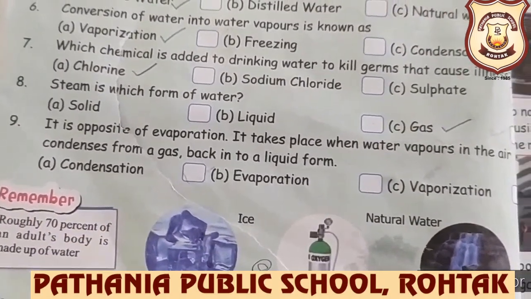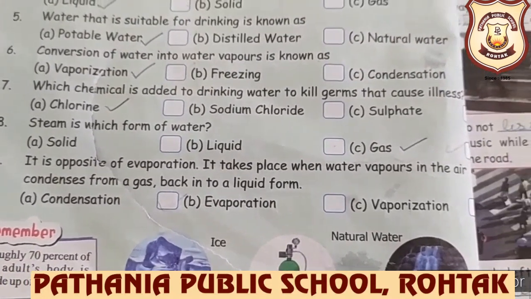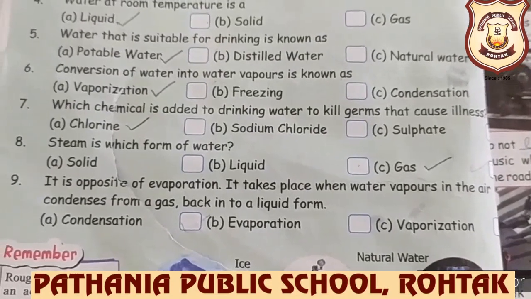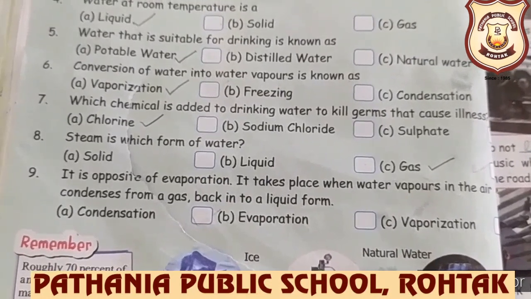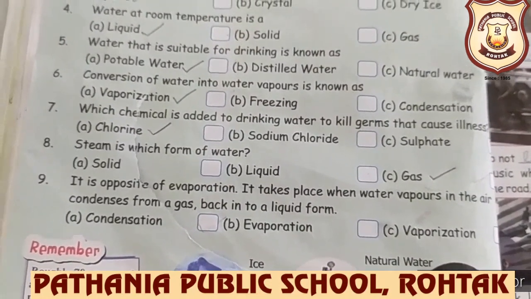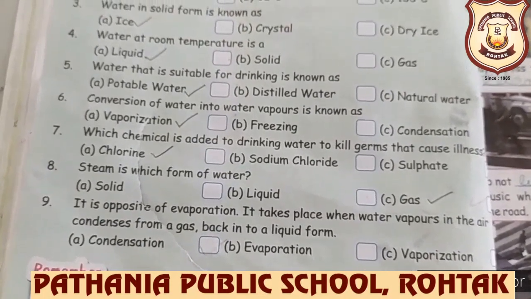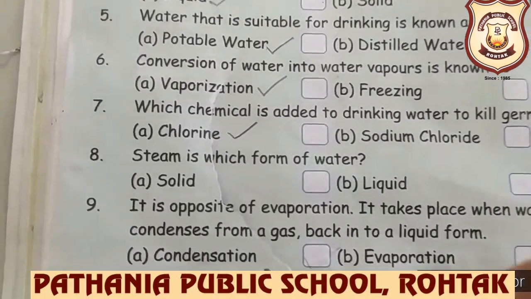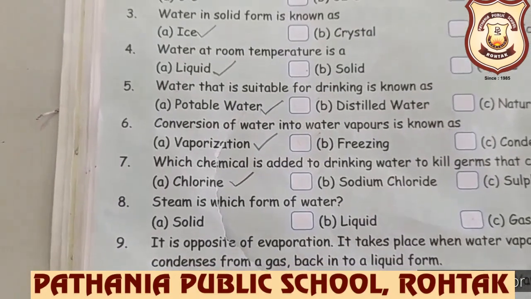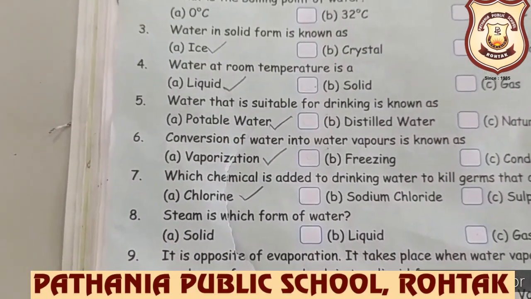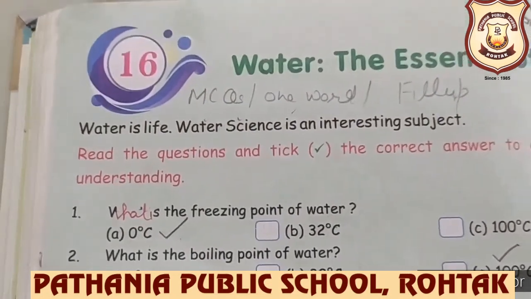Last is, it is the opposite of evaporation. It takes place when water vapors in the air condense from a gas back into a liquid form. It comes back to liquid form from vapor. Condense from a gas back into a liquid form, that is condensation. So put a tick on condensation. You know, children, roughly 70% of an adult's body is made up of water. So water is the essence of life, means water is life.